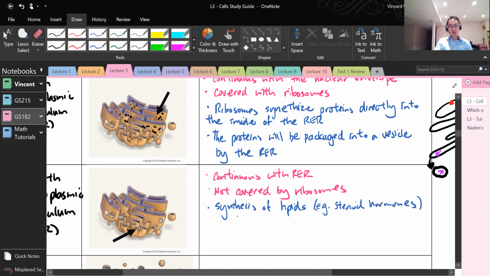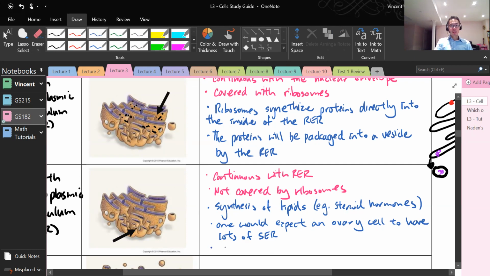So one would expect an ovary cell to have lots of smooth ER, right? Ovary, that's where you make the sex hormones for a female. And for male, it is the testicle, of course.